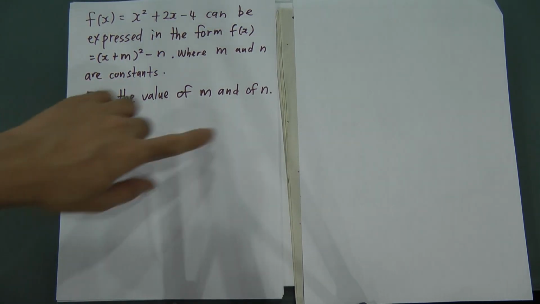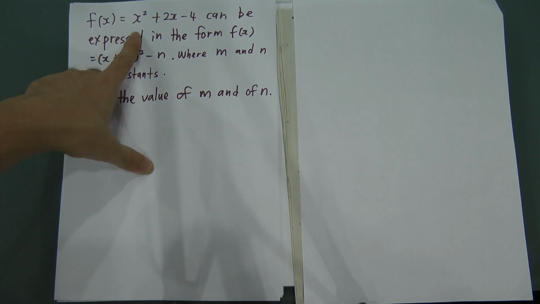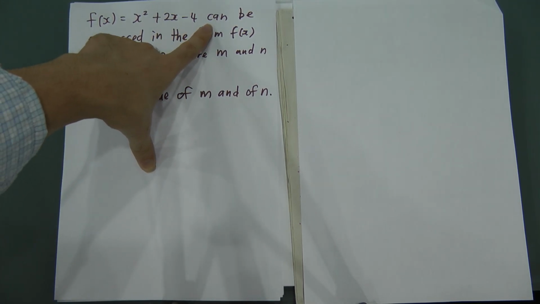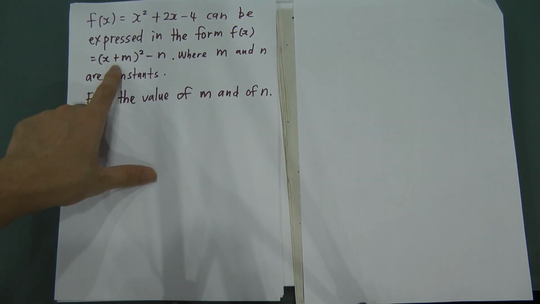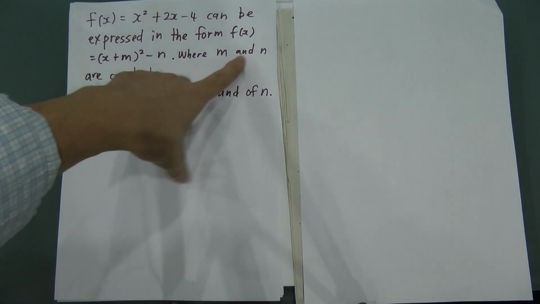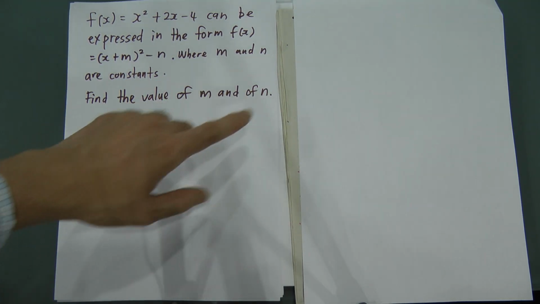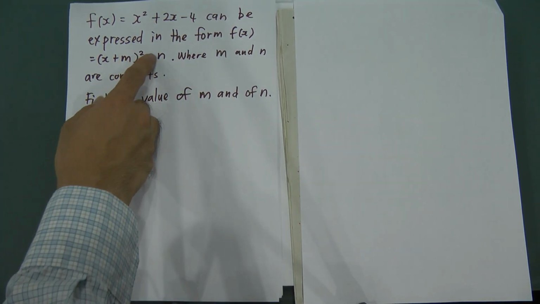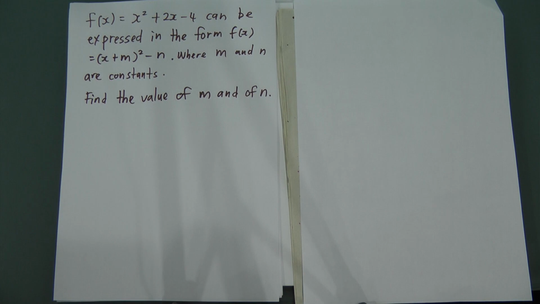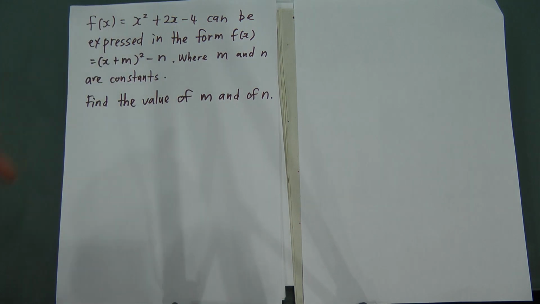Okay, this is a past year question on the quadratic function. The question says f(x) = x squared plus 2x minus 4 can be expressed in the form f(x) = (x + m) squared minus n, where m and n are constants. Find the values of m and n. Obviously, f(x) = (x + m) squared minus n is the completing square form, so what you need to do is change this equation to the completing square.